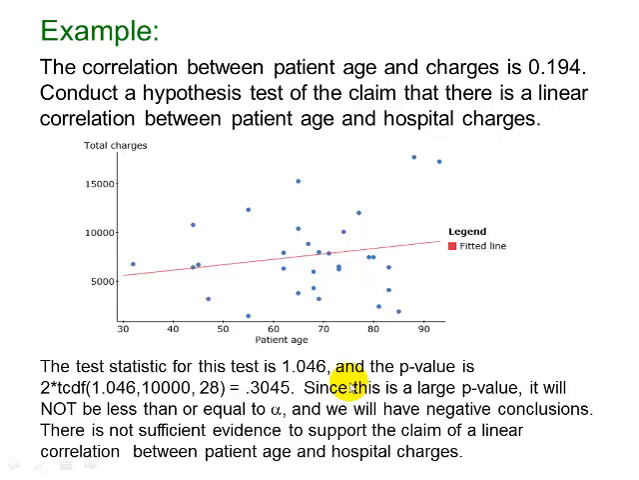Now the test statistic for this test turns out to be 1.046. The p-value is going to be 2 times t-CDF of 1.046, 28, and that's going to be 0.3045. Since this is a large p-value, it will not be less than or equal to alpha. We'll have negative conclusions. So our final conclusion for this would be that there's not sufficient evidence to support the claim of a linear correlation between patient age and hospital charges.